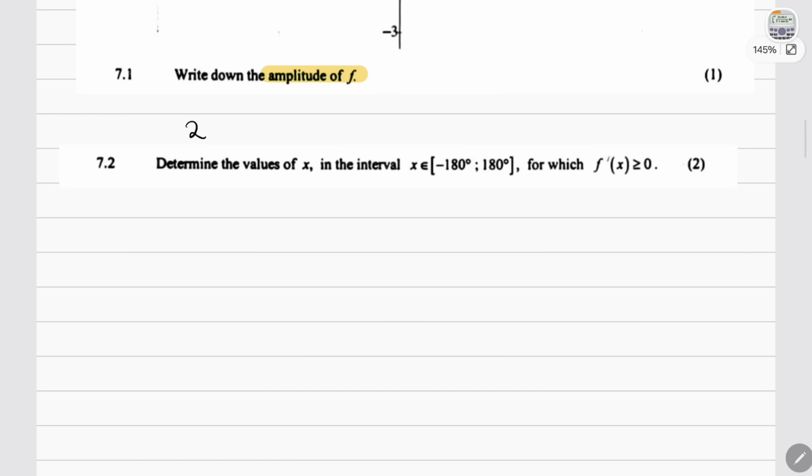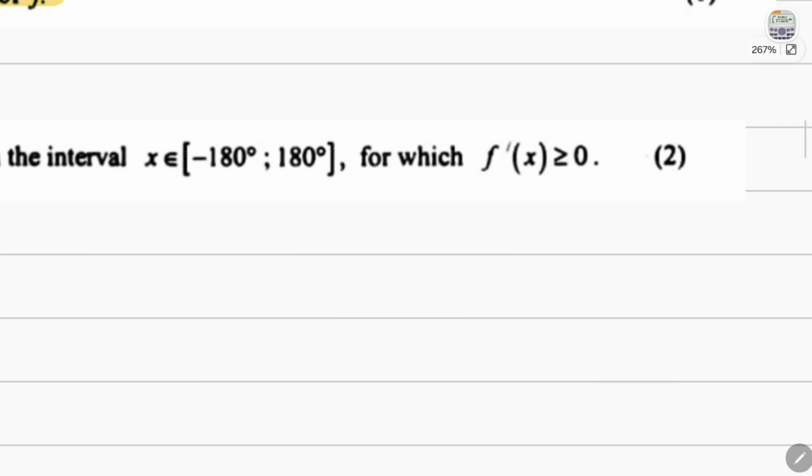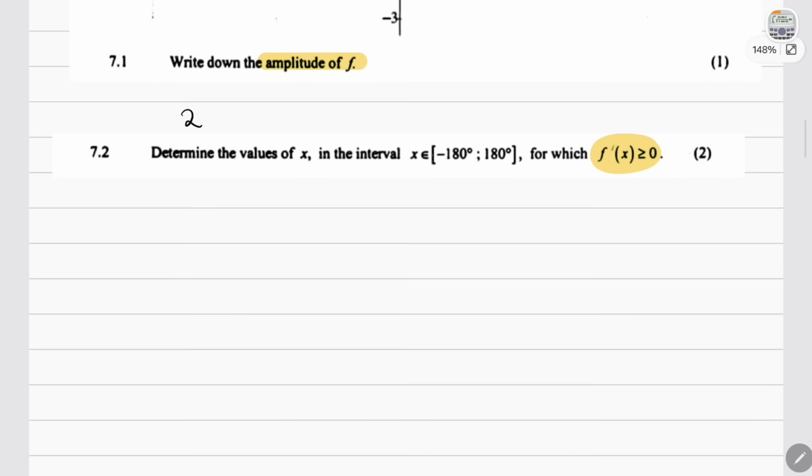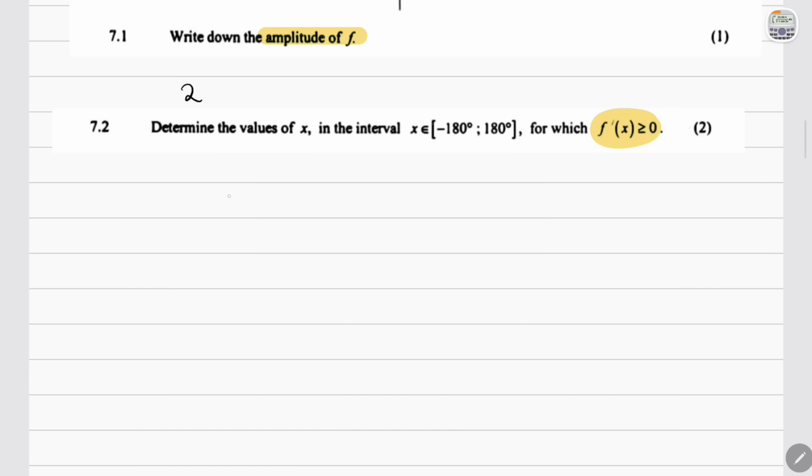7.2 says, determine the values of x in the interval, okay, so in the same interval, for which, but they say f prime of x is greater than or equal to 0. So what does f prime of x mean? You know, in calculus, when we find f prime of x, we're finding the derivative, right? But the derivative means gradient. So you're trying to find the gradient of a function. And so they're saying tell us where f prime of x is greater than or equal to 0.